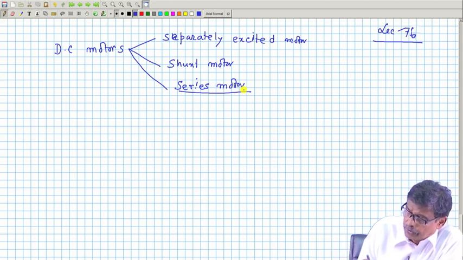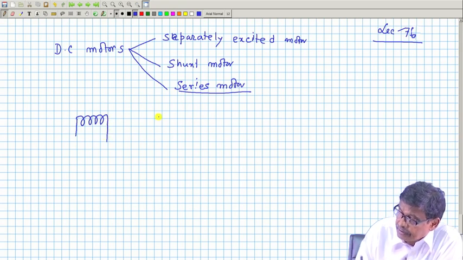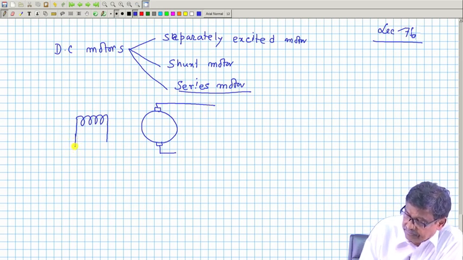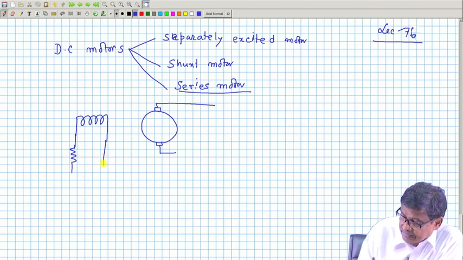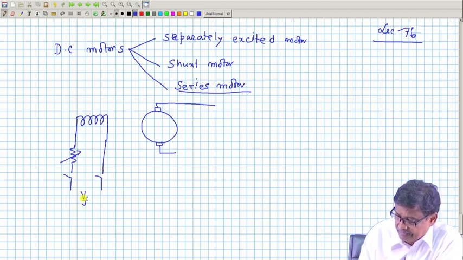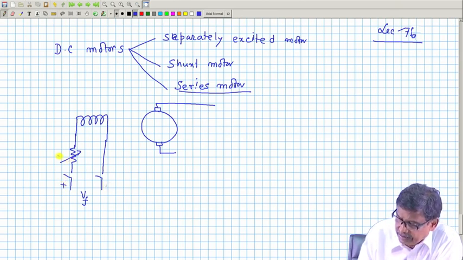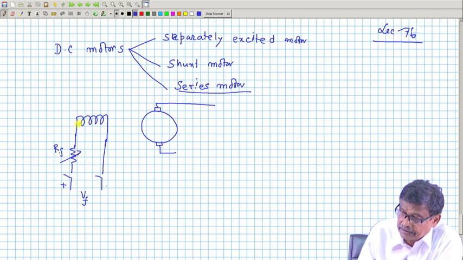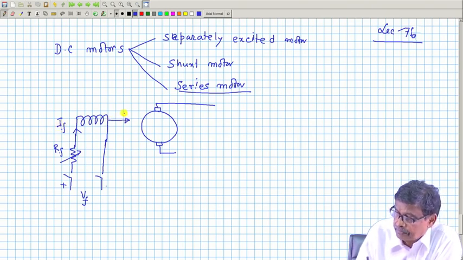In case of a separately excited motor, what is done is this: the field winding is this one, this is your armature winding, and the field circuit is given supply from a separate DC source, V field, a fixed DC voltage. Then you have a field resistance, this is your field coil, and if you switch on supply, there will be some field current IF, and it will produce flux per pole phi.